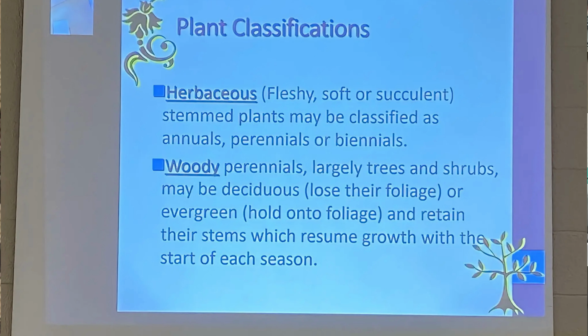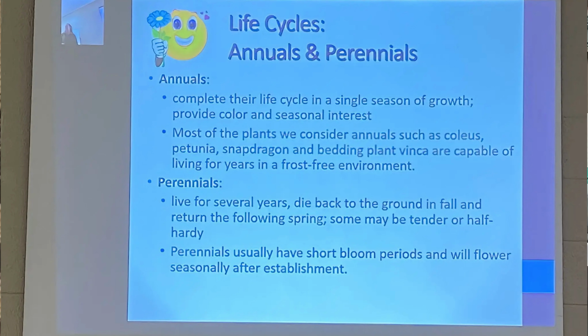Plant classifications. So there's herbaceous and woody. Herbaceous plants are fleshy, soft, and succulent. Stem plants may be classified as annuals, perennials, or biennials. And now we also have woody perennials, largely trees and shrubs, which may be deciduous, losing their foliage, or evergreen, holding on to their foliage and retaining their stems, which resume growth with the start of each season.